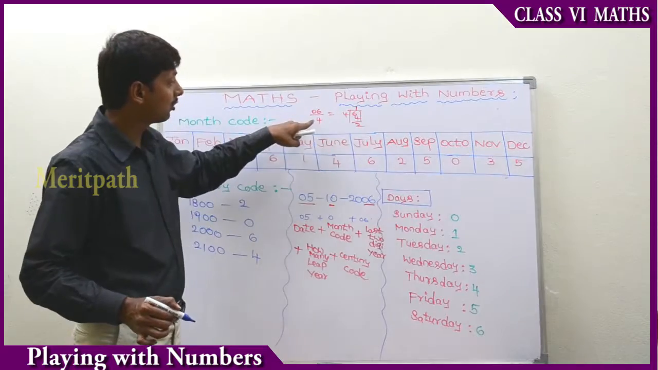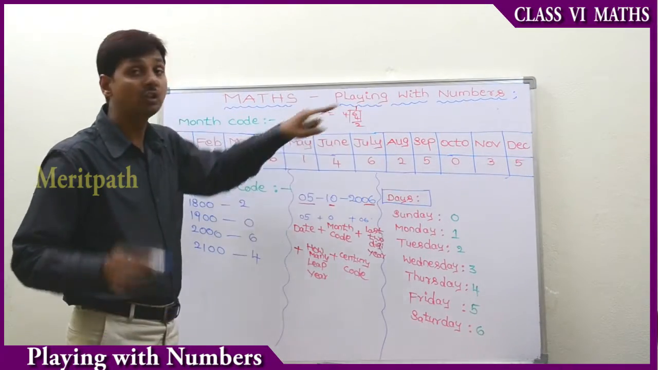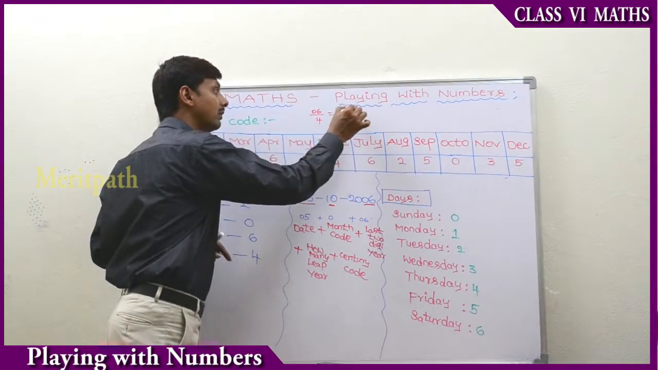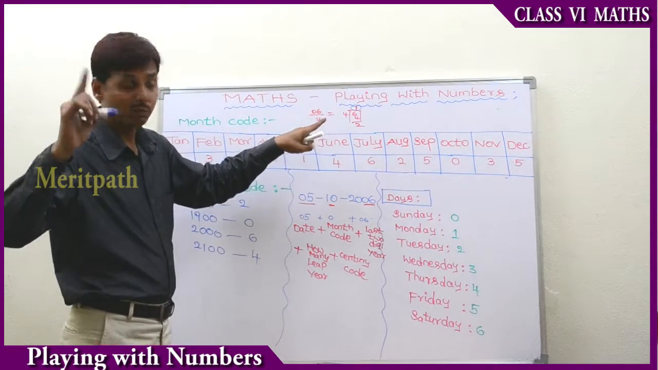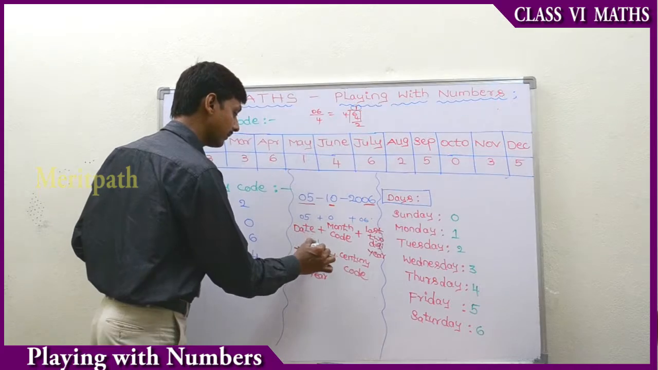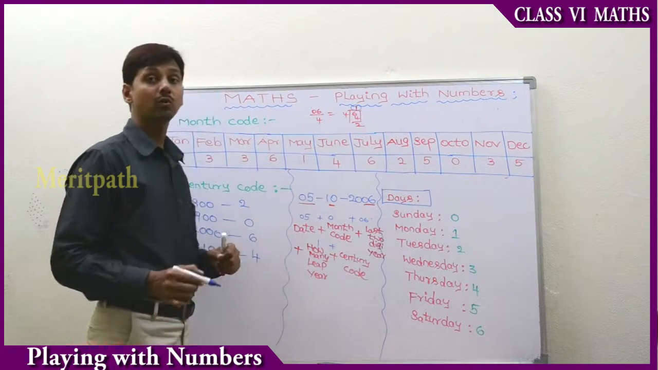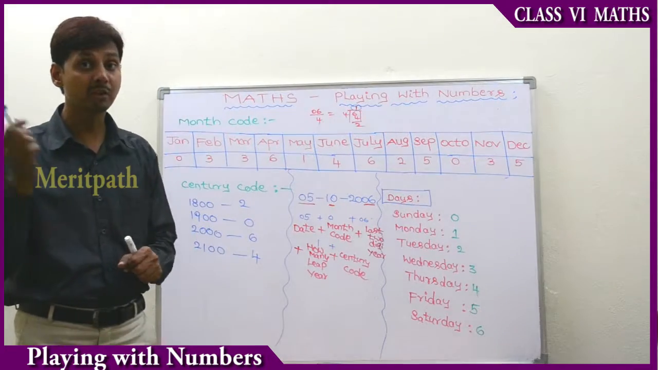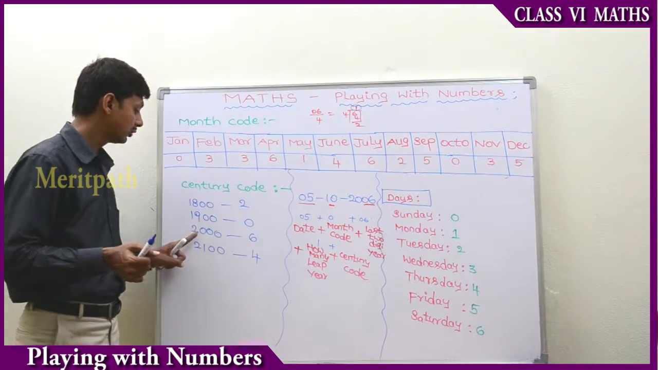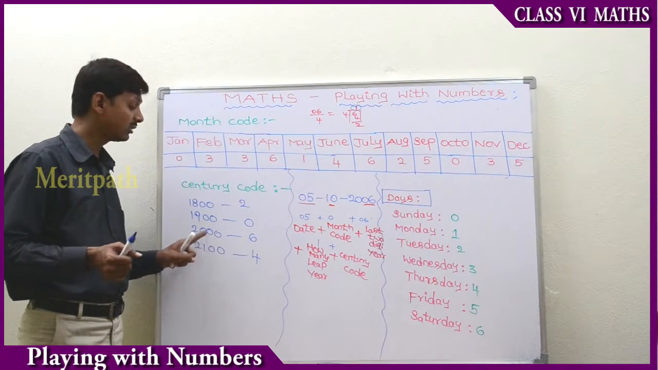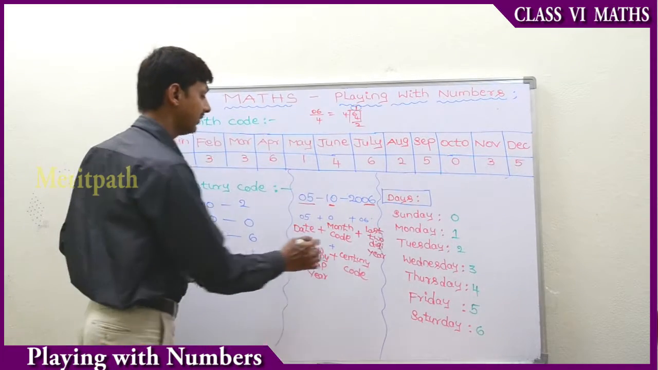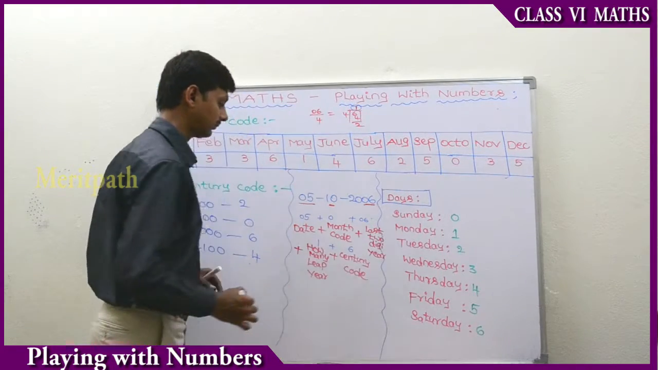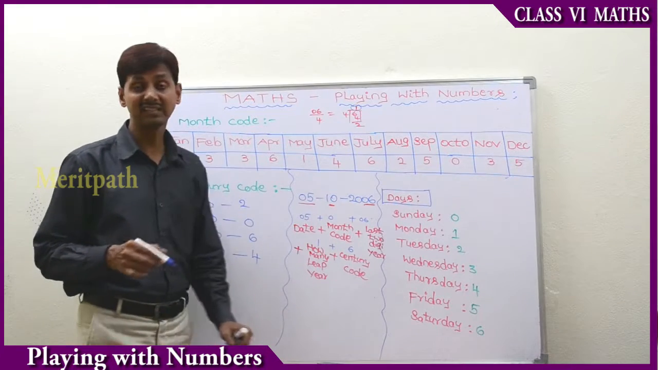And how many leap years are present? We divide 06 by 4 and we need to see only the quotient. 6 by 4 gives a quotient of 1, so we take 1 over here. Plus the century code. For each and every century we have a code. This century, 2000 to 2099, has a century code of 6, so we add 6.